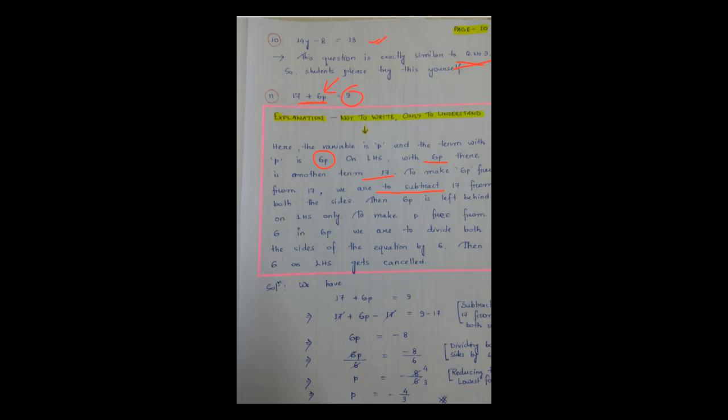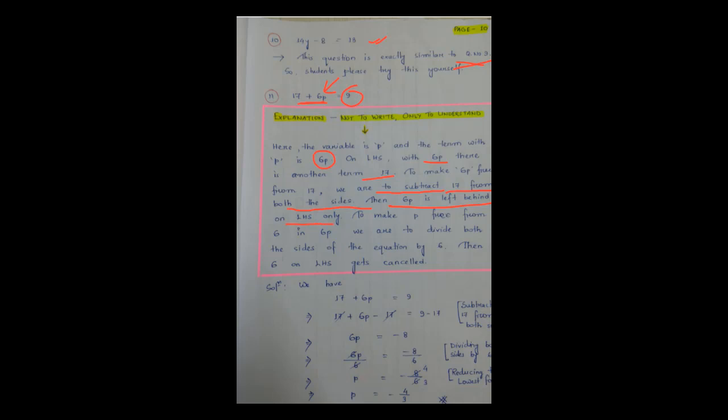Okay, so that is what's said here. To make 6p free from 17, we are to subtract 17 from both the sides. Then 6p is left behind on the left hand side only.